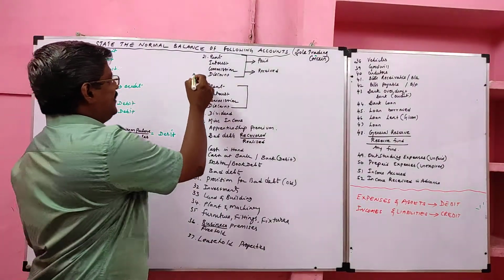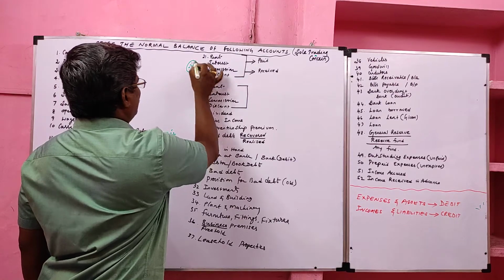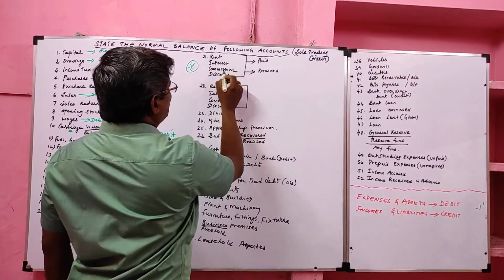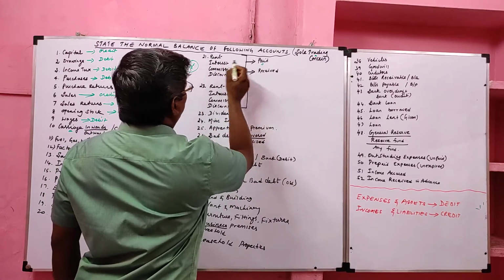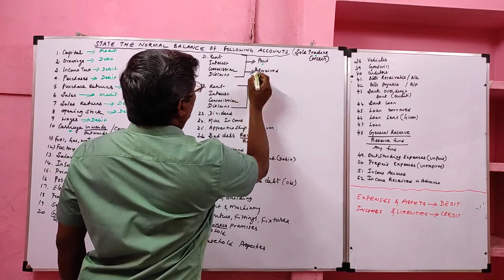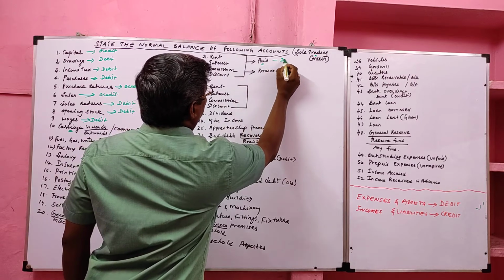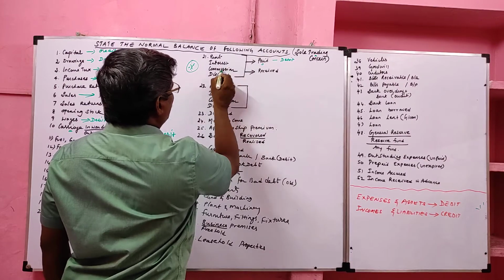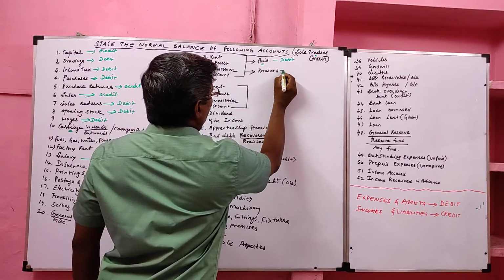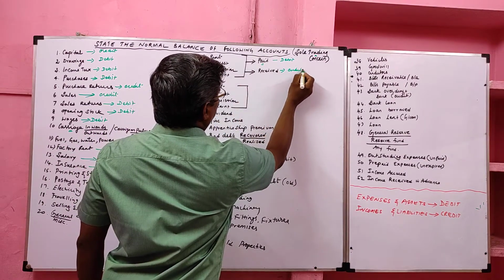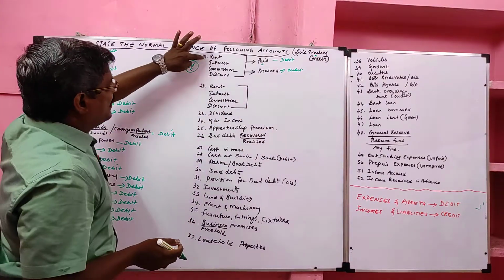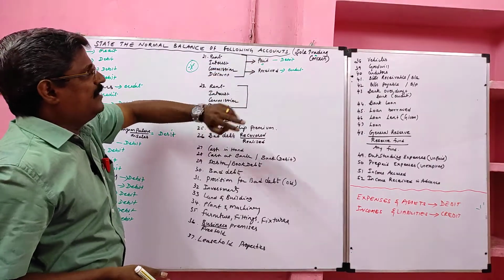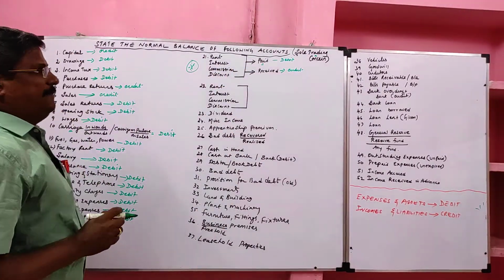Next, students, this is very, very important. Rent, interest, commission, discount: if these are paid, that is rent paid, interest paid, commission paid, discount paid, it is debit. If these are received, rent received, interest received, commission received, discount received, it should be credited. Here, if paid or received is given, we can ascertain the aspect easily.